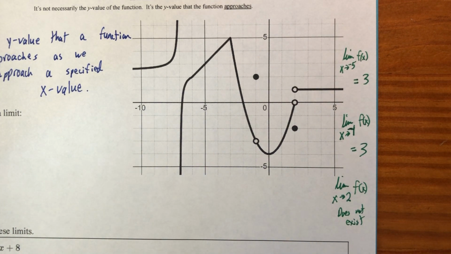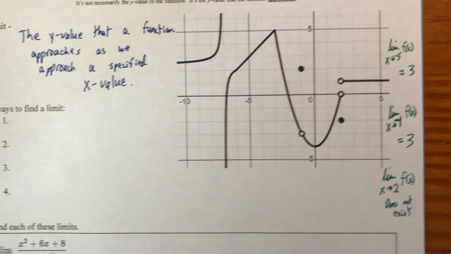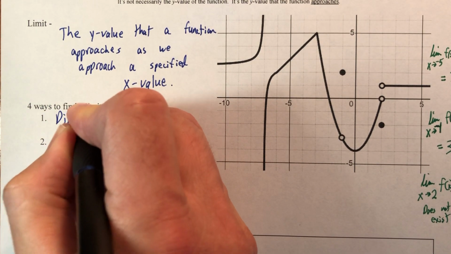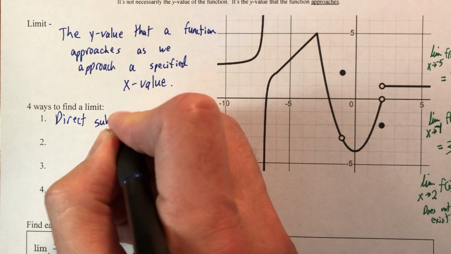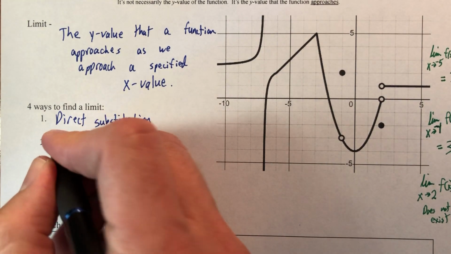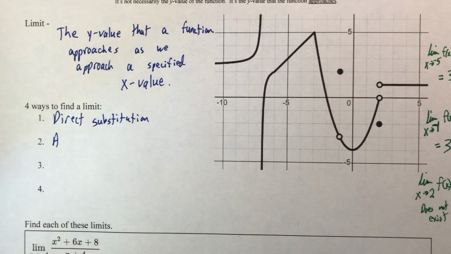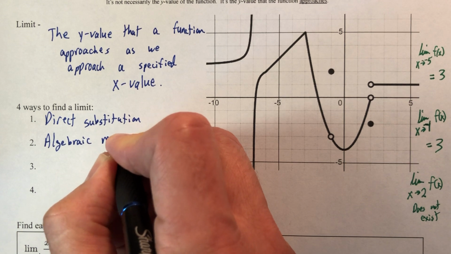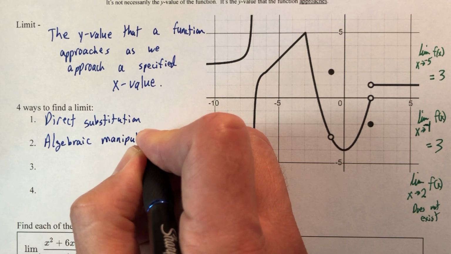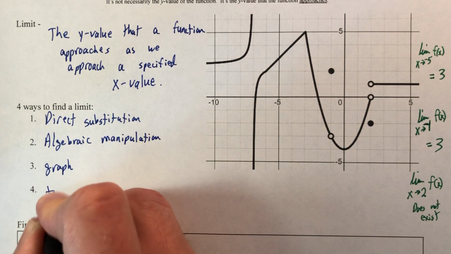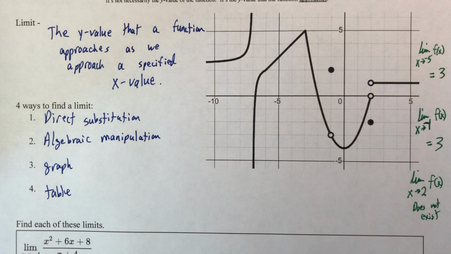Let's go on. Okay, there are 4 ways to find a limit. My favorite way in the whole wide world is the easy way. It doesn't always work. That would be direct substitution. It's a beautiful thing. The second way is, well, my second favorite thing to do. I put these in order of how I like them. Algebraic manipulation. Textbooks don't call it that. That's what I call it. The third one is a graph, and the fourth one is a table. Apparently, I don't like those. I didn't capitalize them.